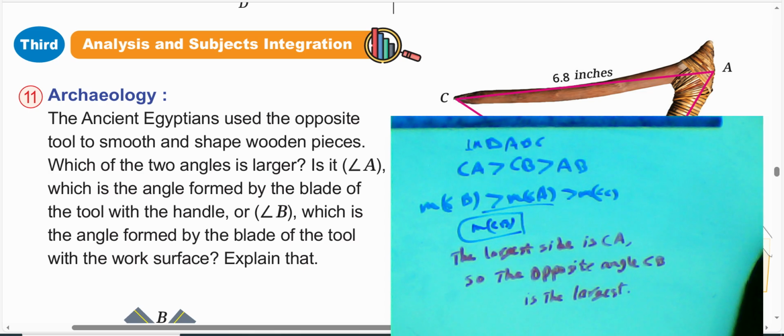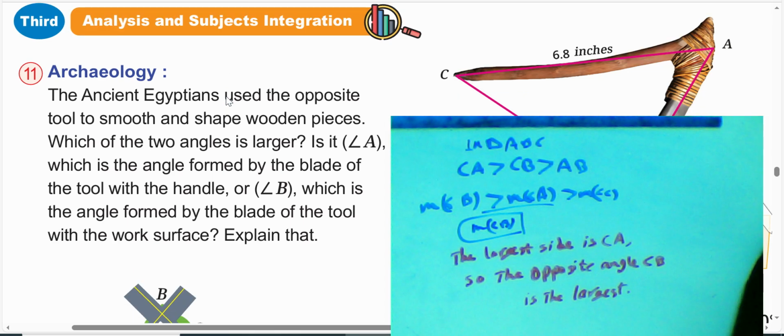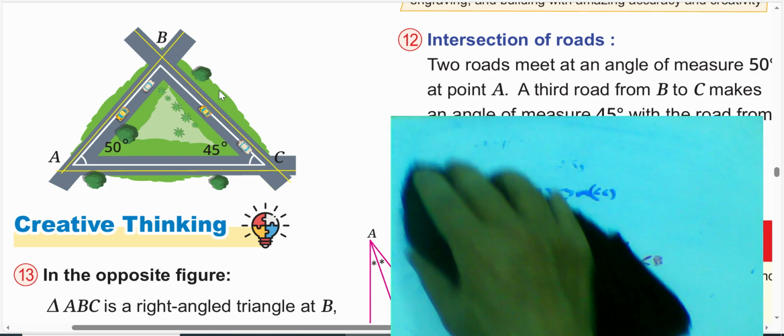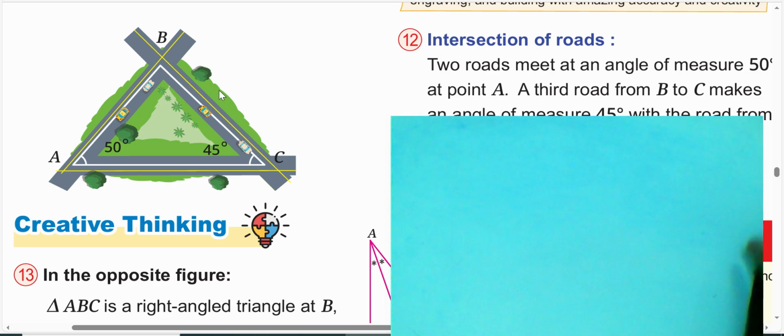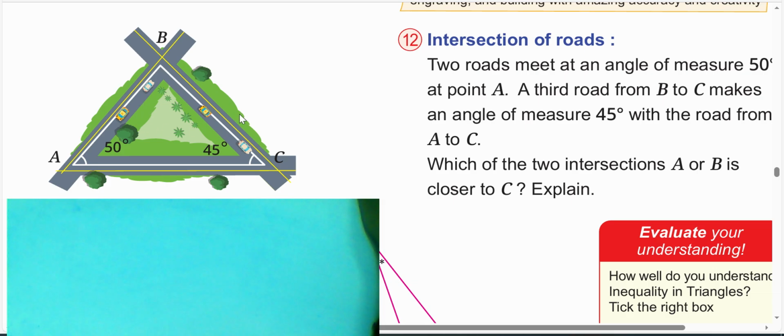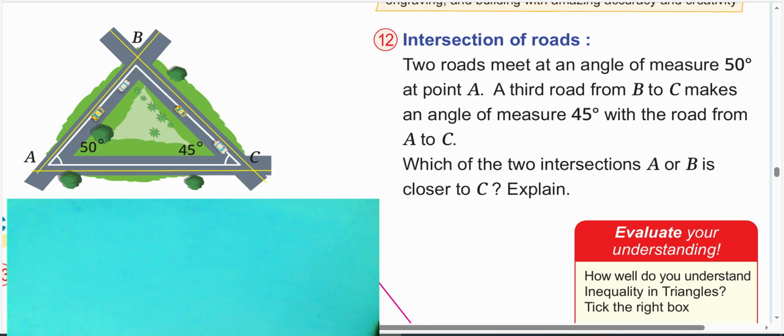Okay, because you won't explain the steps. Look at the next question. In this question, what do you want? Give me two roots here. Two roots meet a line at an angle measure of 50, intersection at point A. Okay, a third root from B to C makes an angle measure of 45 with the root from A to C.